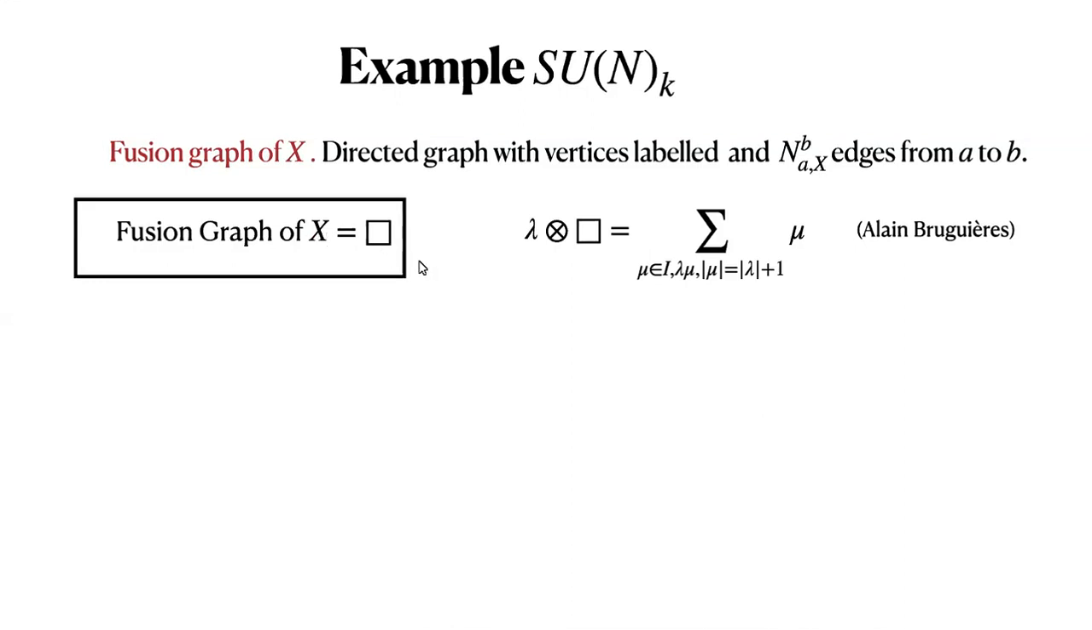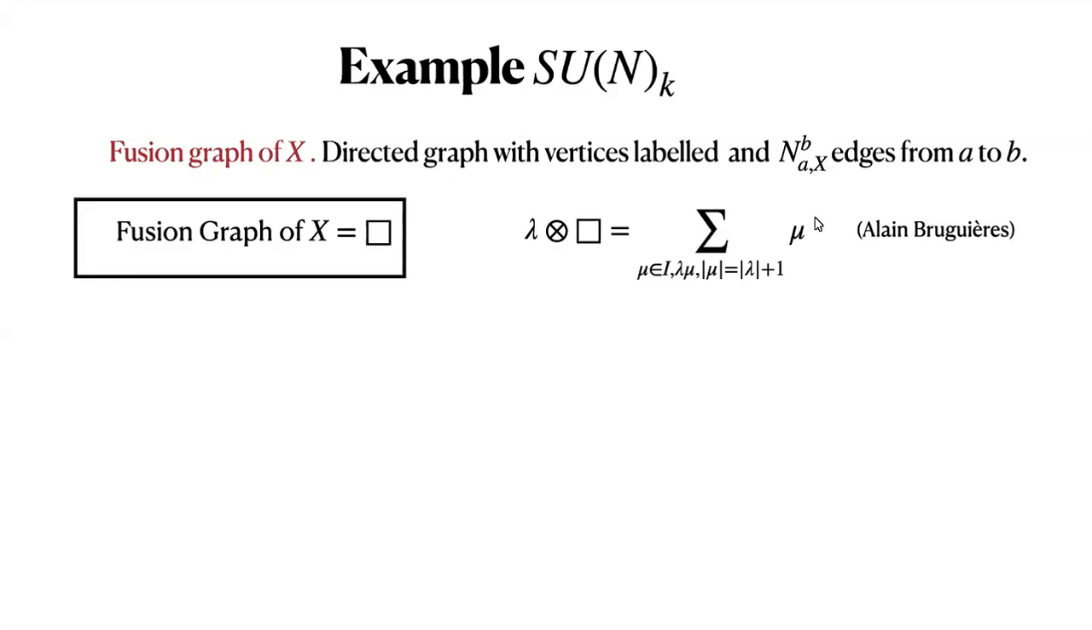And in this case, I learned this formula from a paper of Alain Bourgier, but in this case, there is a concrete formula in terms of the Young diagrams to describe the multiplicities. I mean, the fusion graph is the directed graph with labels, the simple objects, with edges given by these numbers. Yes. So here, this is the x.